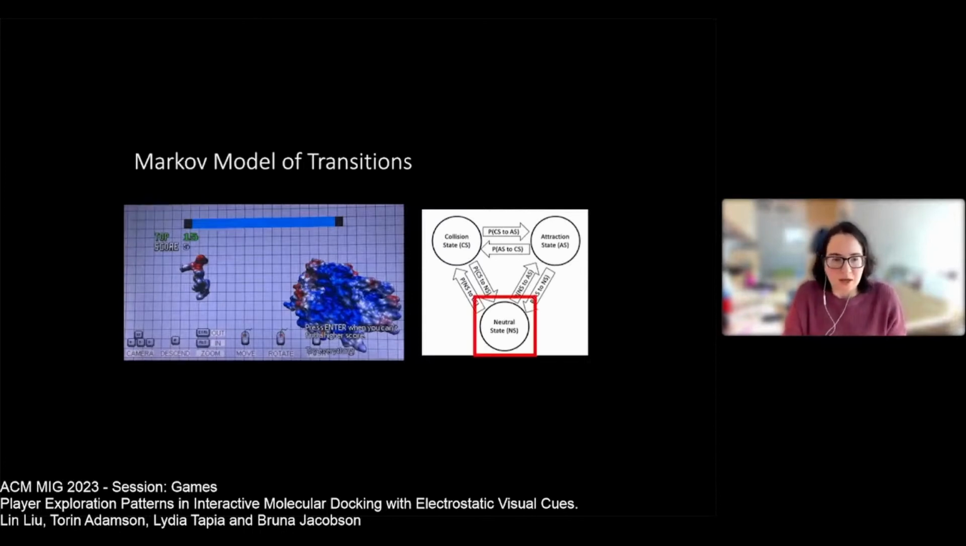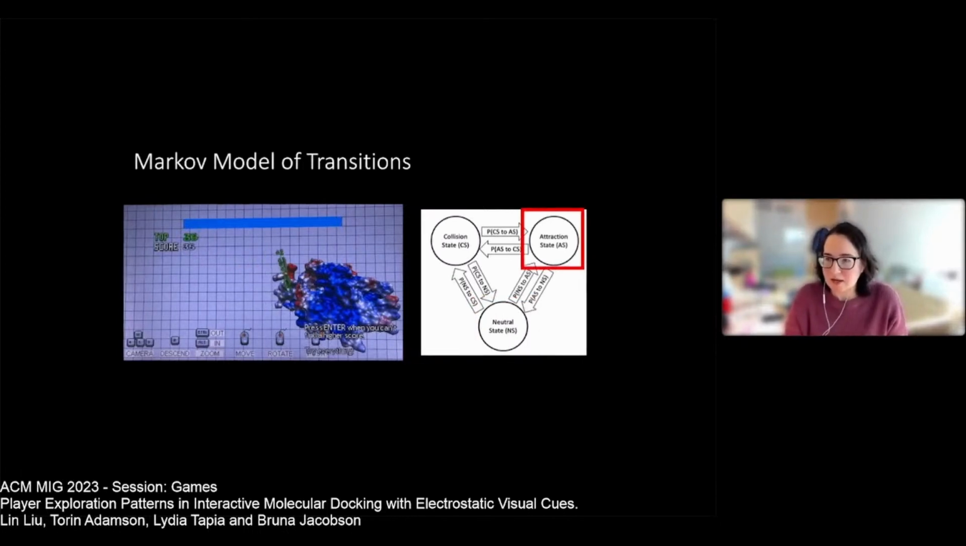So far away, they're at a neutral state. At some point, when they start collecting points there, they move into attraction state. And then when they collide, they will go into collision state and back to an attraction state. And you can stay at a state for a while, even though you're changing your position and collecting different data points.